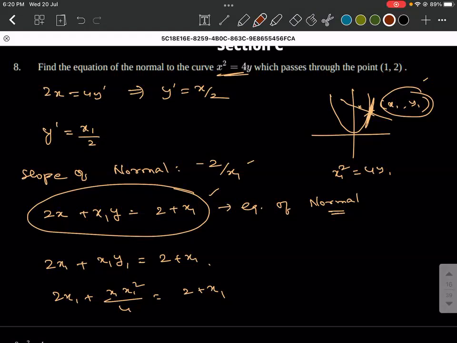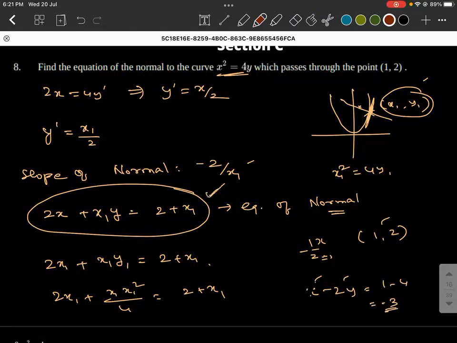You remember I told you a shortcut to write the equation when you know the slope. Suppose the slope is 1 by 2 and the point is 1 comma 2. Multiply the numerator with x, the denominator with y, and change the sign. So x minus 2y will be equal to, take this point and substitute it here, 1 minus 4, which is minus 3. So x minus 2y is equal to minus 3.